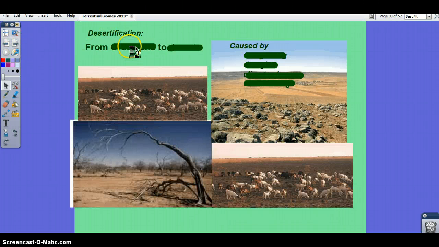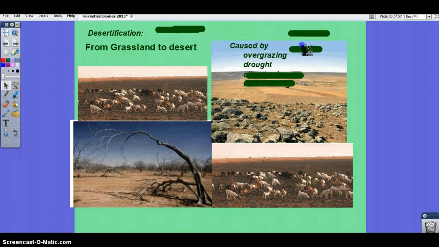This is a major threat to the biome. It's called desertification. It's basically the conversion of a grassland to a desert. And there are many things that can lead to this process, but some are overgrazing of animals. Drought is a key contributing factor, or climate change leads to the drought episodes, and poor farming techniques will also contribute to desertification. We're going to get into that topic when we get into the land chapter.